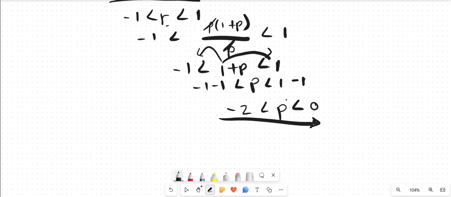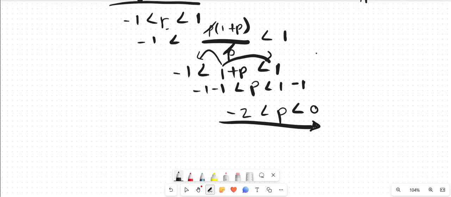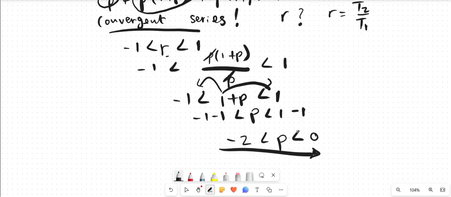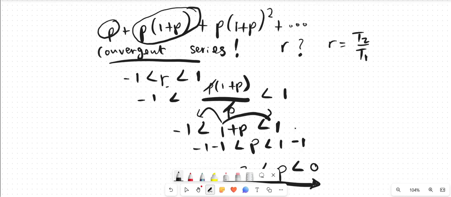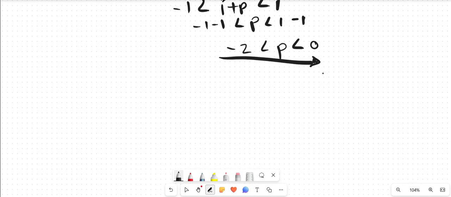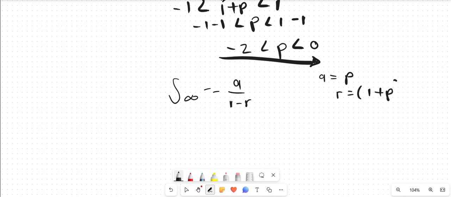So actually the p value in that formula at the top will have to be in this range to make it a convergent series. Then they say calculate the sum to infinity of this. Then you'd say the sum to infinity is equal to a over 1 minus r. Remember what our a is. A is the first term, which was the p. The r is the second term divided by the first, which in this case is 1 plus p.